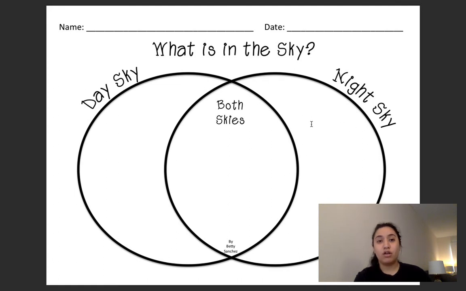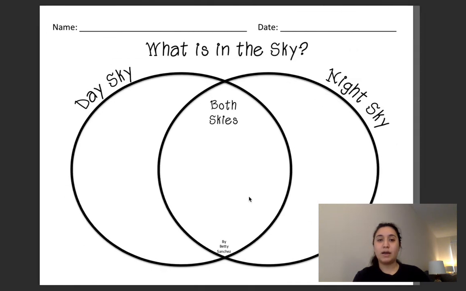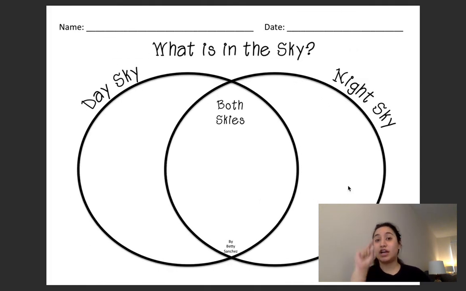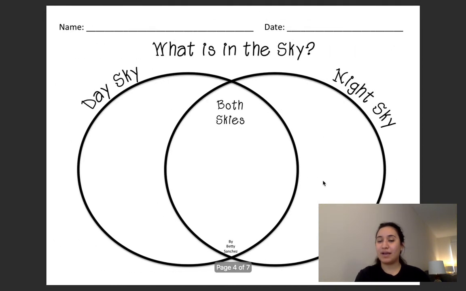Now we have to talk about how do we know what we're going to put in each circle? So there are some that we're only going to put in day, some that we're going to put in the middle because it happens in both the day and the night, and there's some pictures that we're going to be putting on the right side because it's only happening at night. So what we're going to do is we're going to look at these pictures. They're sideways right now, but you're going to look at these pictures. And if you have a printer, you can cut them out and glue them onto here. But if not, then what I want you to do is I want you to either write the name of the picture or draw the picture. And you're going to put them over here, okay?